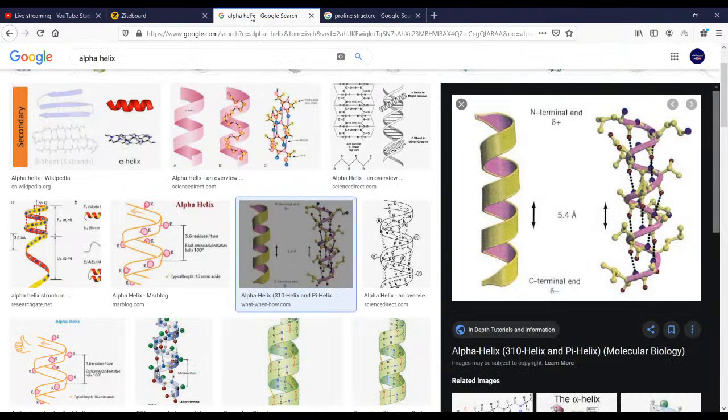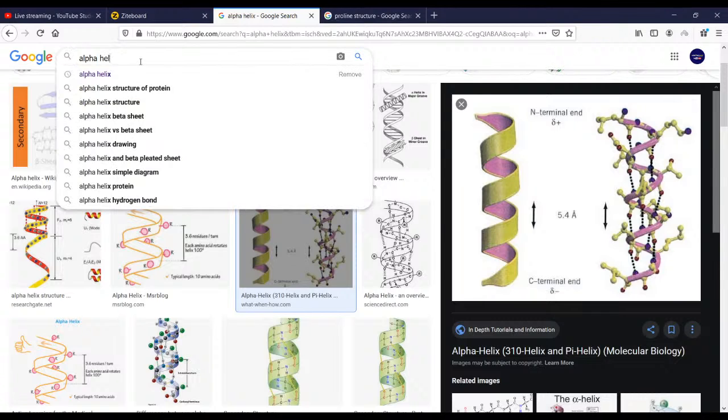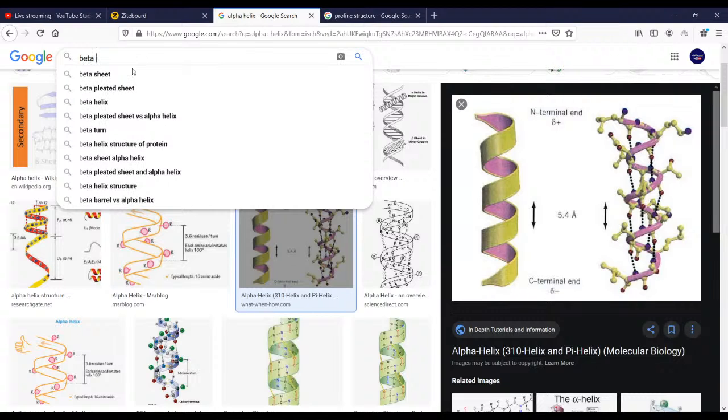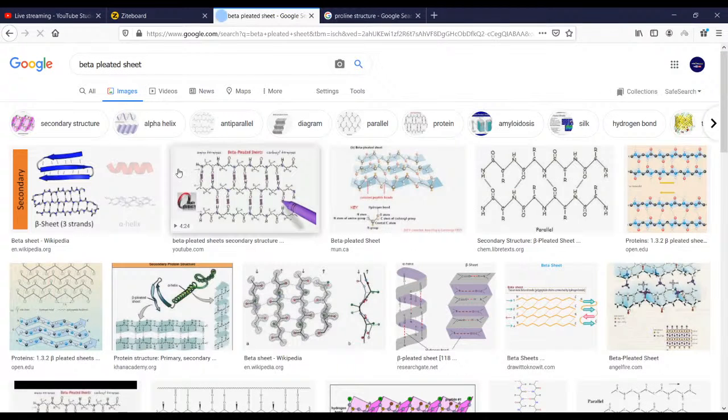Now let's see the beta pleated sheet. I'll show it to you. Then from next week onwards, we'll start a new chapter, biotechnology. I think you have genetics in your course, so we'll be starting that from next week. Beta pleated sheet, okay.